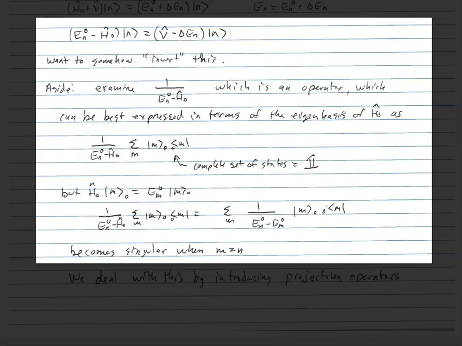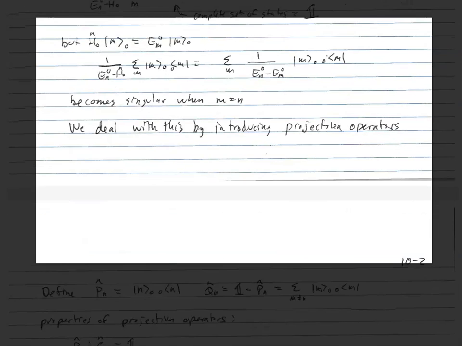And of course, you immediately see when we do that, that we run into a problem that this is singular when m is equal to n. If that summation did not include the term where m is equal to n, everything would be fine because we have a non-degenerate case, so there's only one place where the energies can be equal. But because we can't do that, that's why we have a problem.